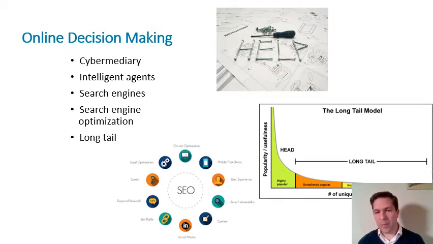Another piece of the puzzle online is the idea of a search engine, which everybody knows right now.